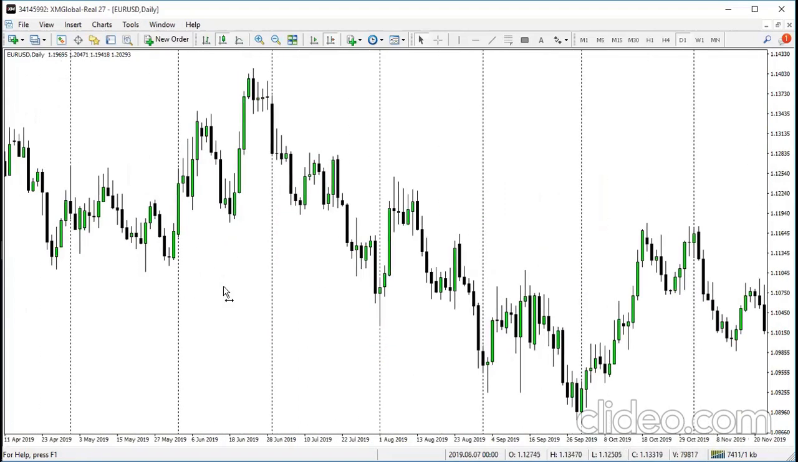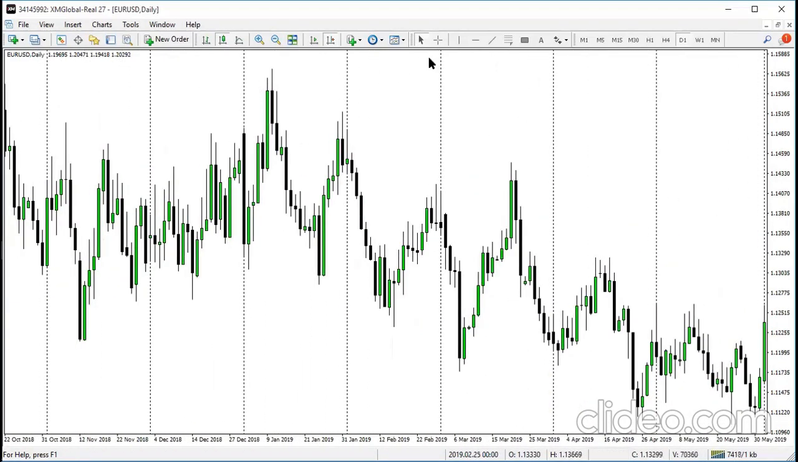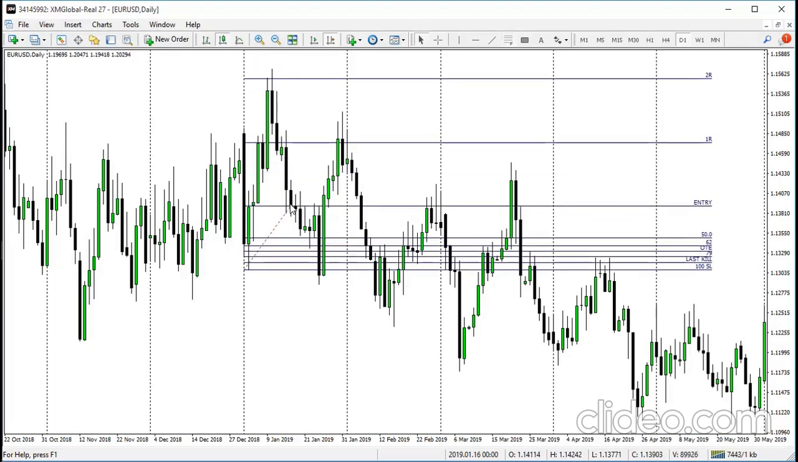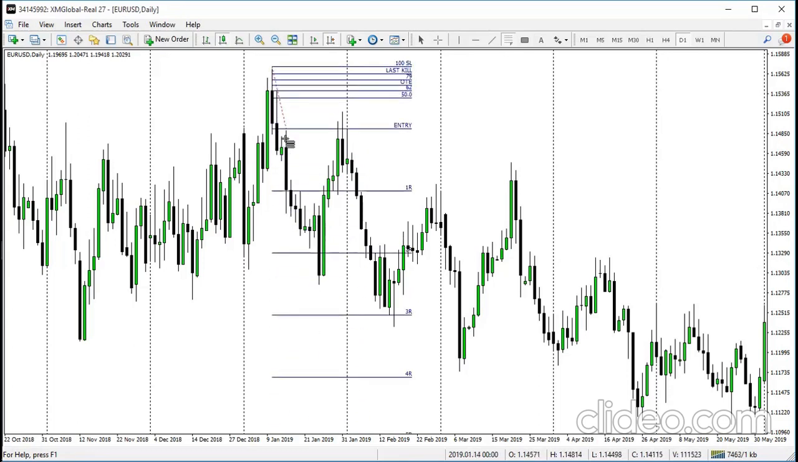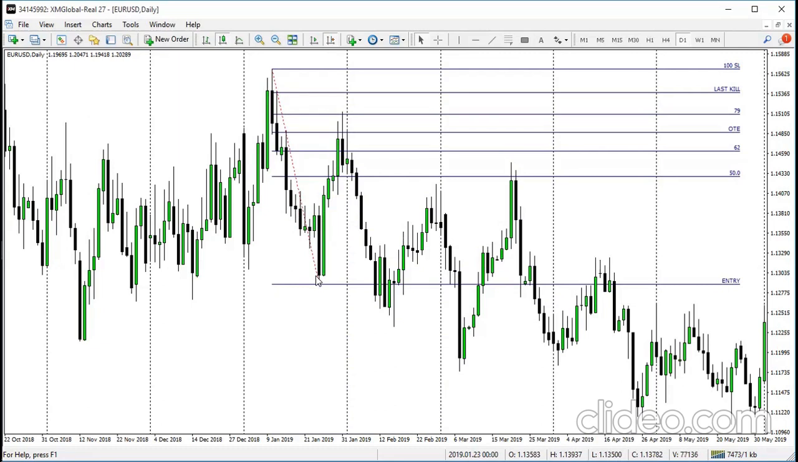Okay, let's look at an example. You see here, if you take this high and this low, price went past the 50%. It went above, so they were going to premium. This upper 50% is our premium. The lower 50% is our discount. As you can see, price went to premium to sell.